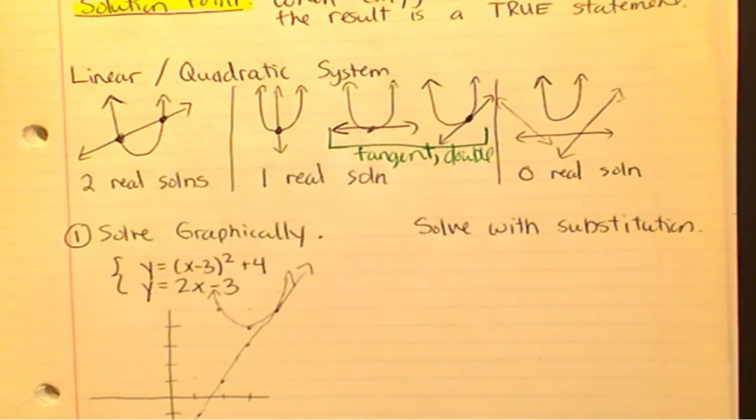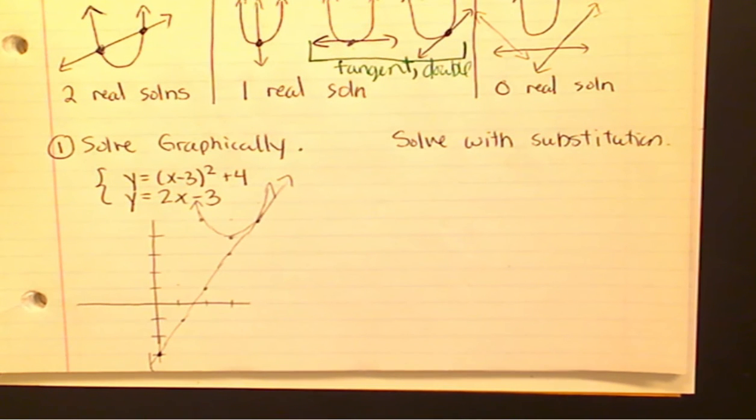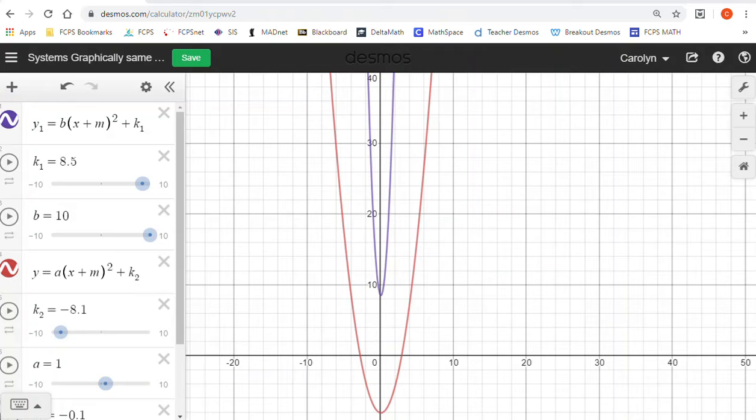Okay. So there's my picture. It looks like one solution. Now it is sometimes too hard to tell with a sketch. So what we're going to do is you're going to go to your Desmos. And we're going to try it.